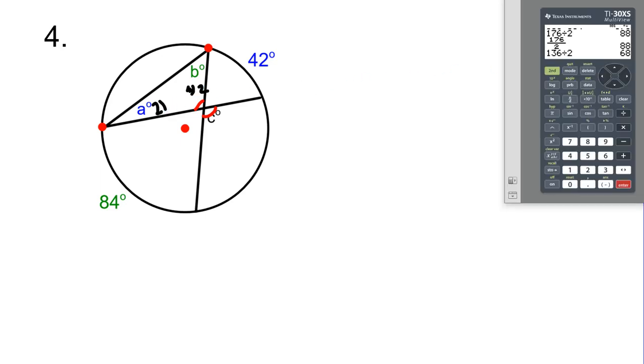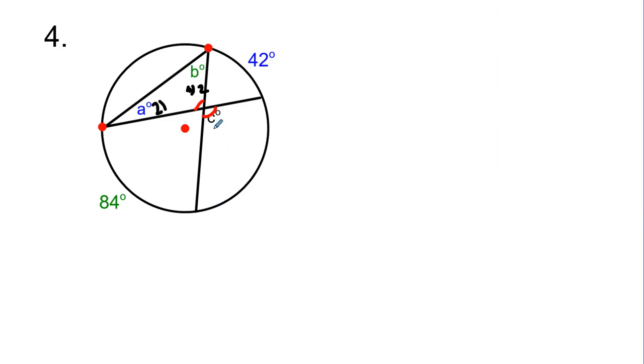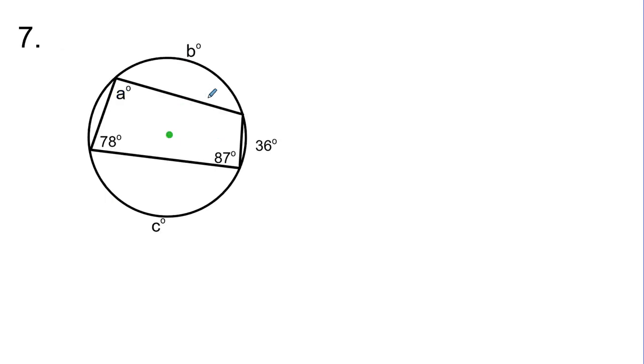So let me go over here. So we have 180 minus 63, which is 117 degrees. So the measurement of angle C is going to be 117 degrees, just like this one in here is also 117 degrees. All right, number 7.